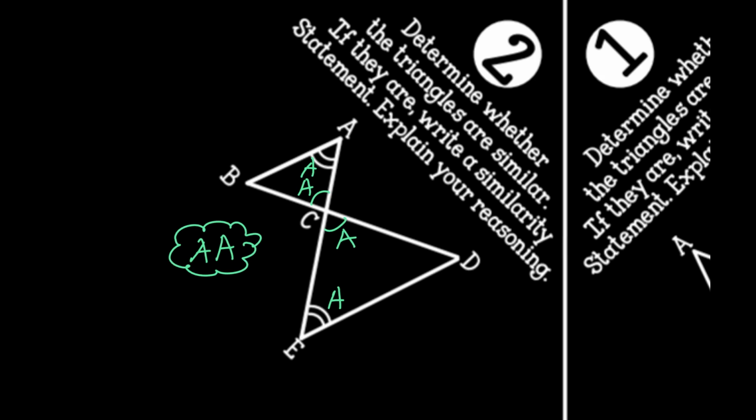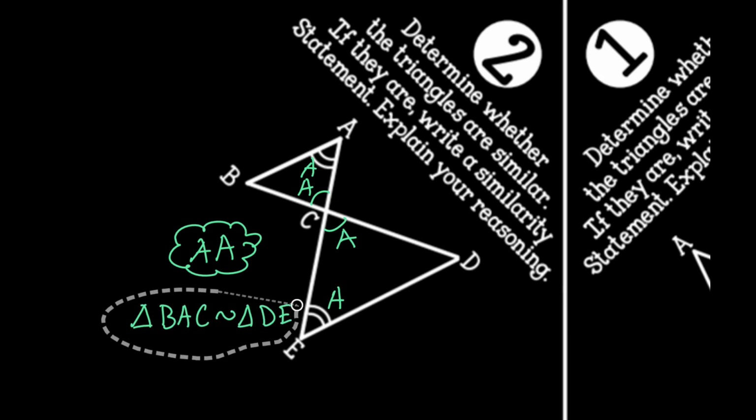And then it says write a similarity statement. What do you think that is? Triangle BAC and triangle BEC. Right, triangle BAC is similar to triangle. Now B corresponds to D, A corresponds to E, and C corresponds to itself, C.